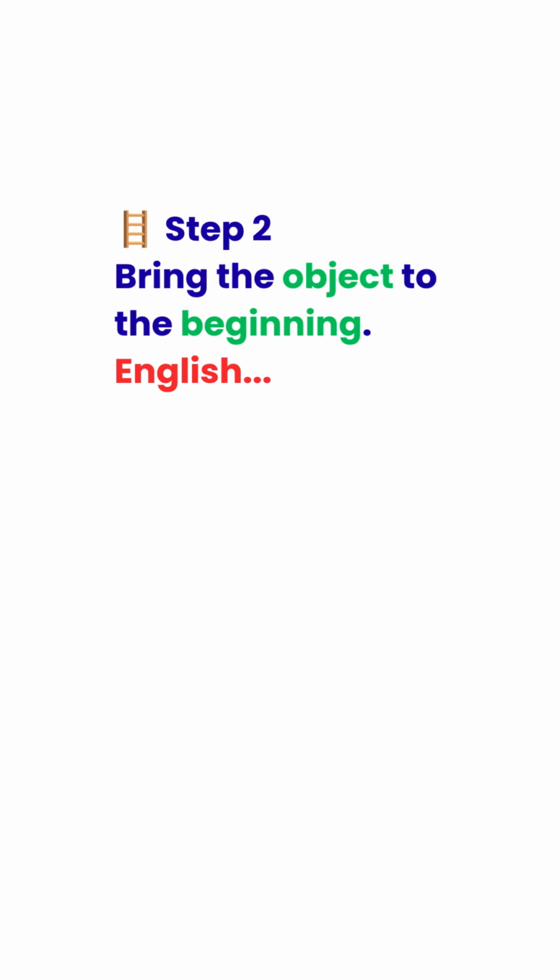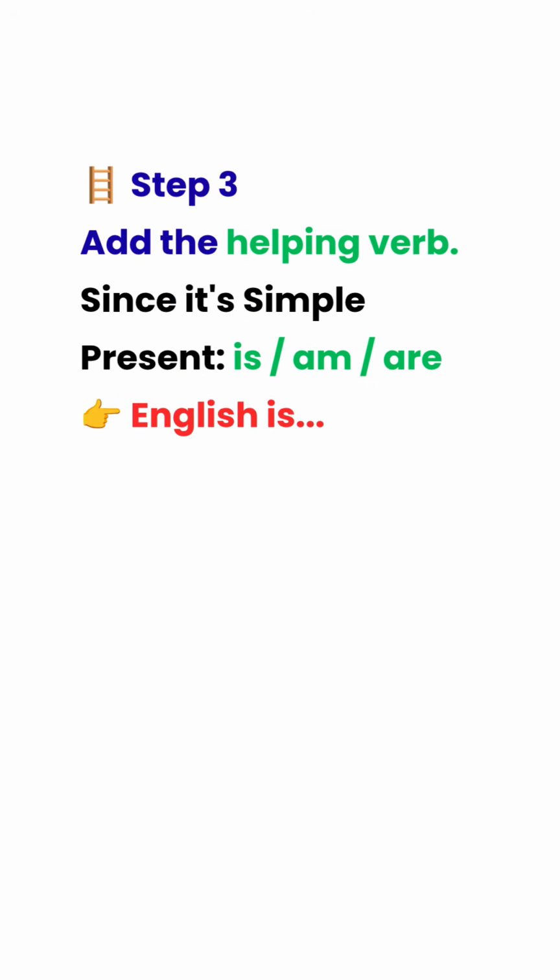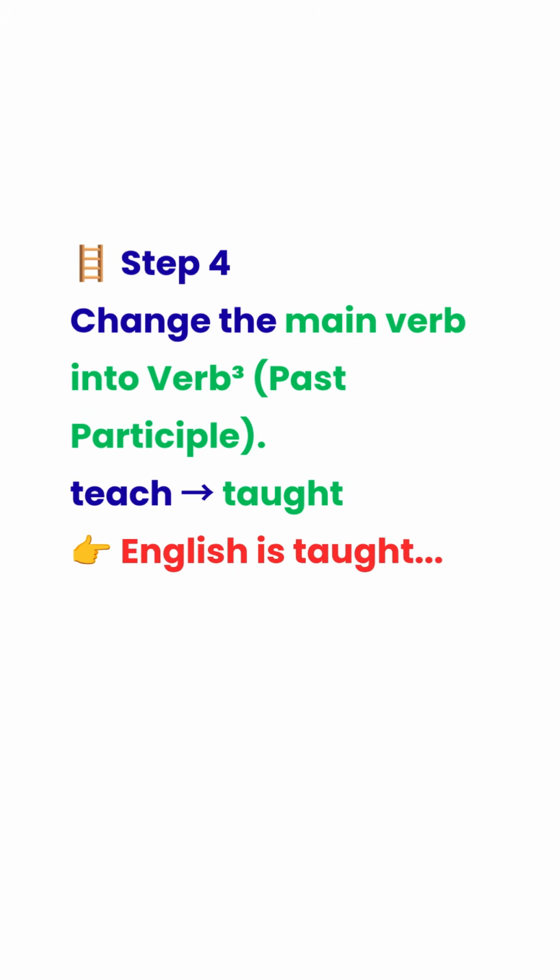Step number 2. Bring the object to the beginning. So it will be English. Step number 3. Add the helping verb. Since it's simple present, it's am, is, are. So English is.